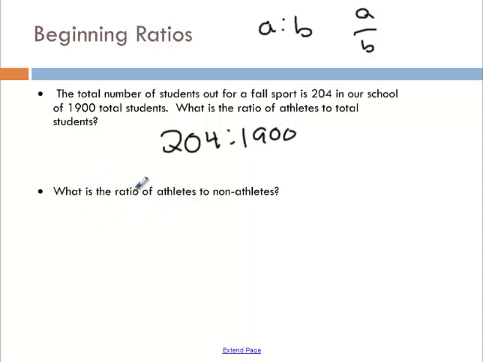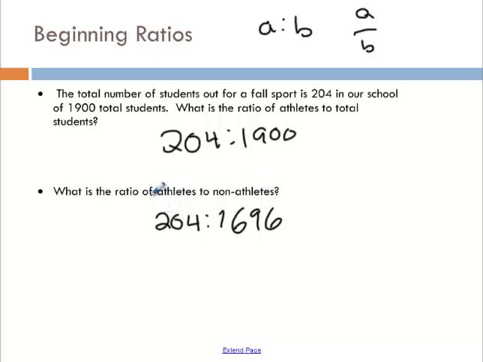The second part shows up on a quiz and on the test for this chapter as well. What is the ratio of athletes to non-athletes? So I know 204 athletes, but the common mistake is we get the second number wrong. There are not 1,900 non-athletes. Instead, because 204 of those people play sports, that means 1,696 do not.